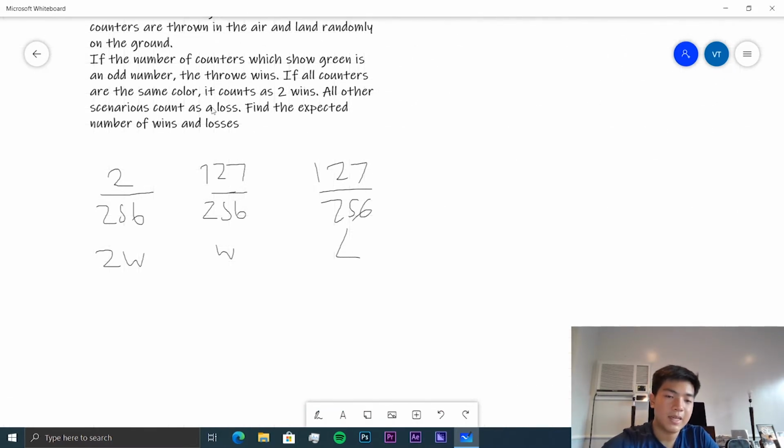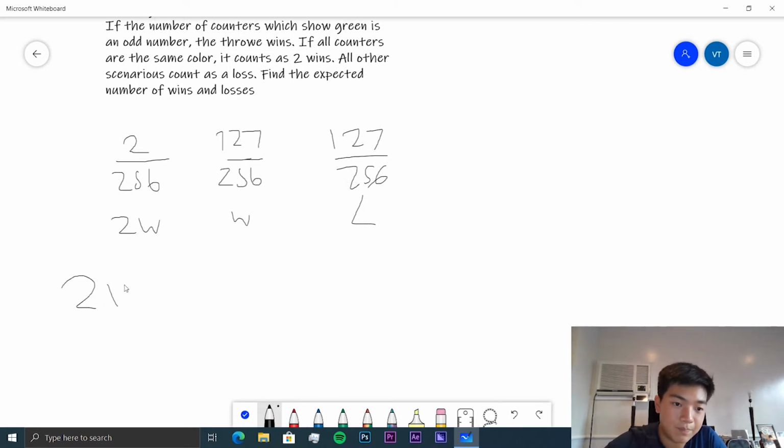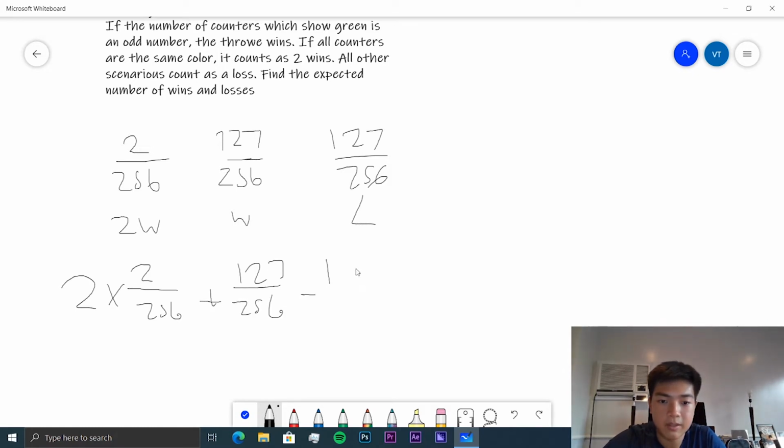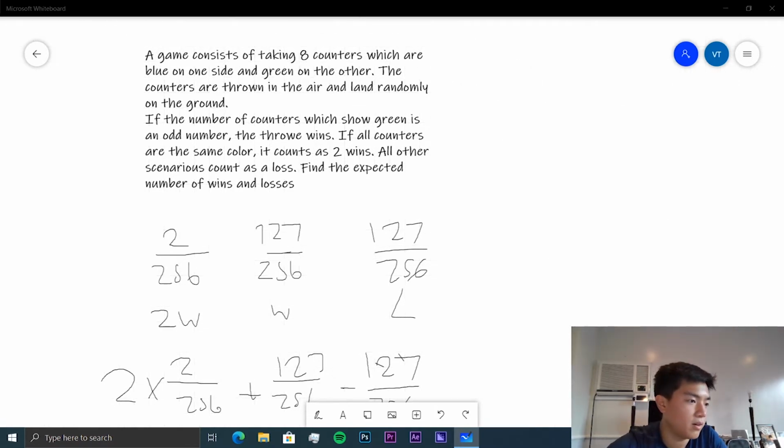So the expected number of, I guess, net wins and losses is, we add up 2 times this, plus 127 over 256, minus 127 over 256. Is it just 4? It's 3? Okay. Oh, but this is if it's an odd number. So what's the probability of throwing an odd number of greens? 1, 3, 5, 7. So that means you throw 1, 3, 5, or 7 versus 0, 2, 4, 6, 8.